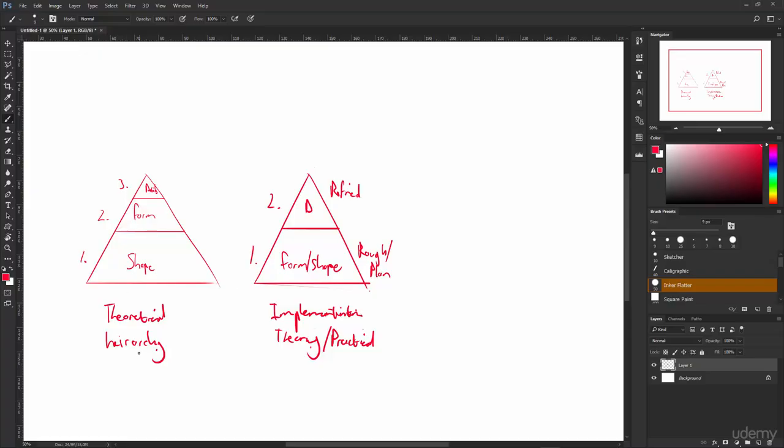This is our theoretical hierarchy. This is our implementation theory, and implementation hierarchy, if you wish.